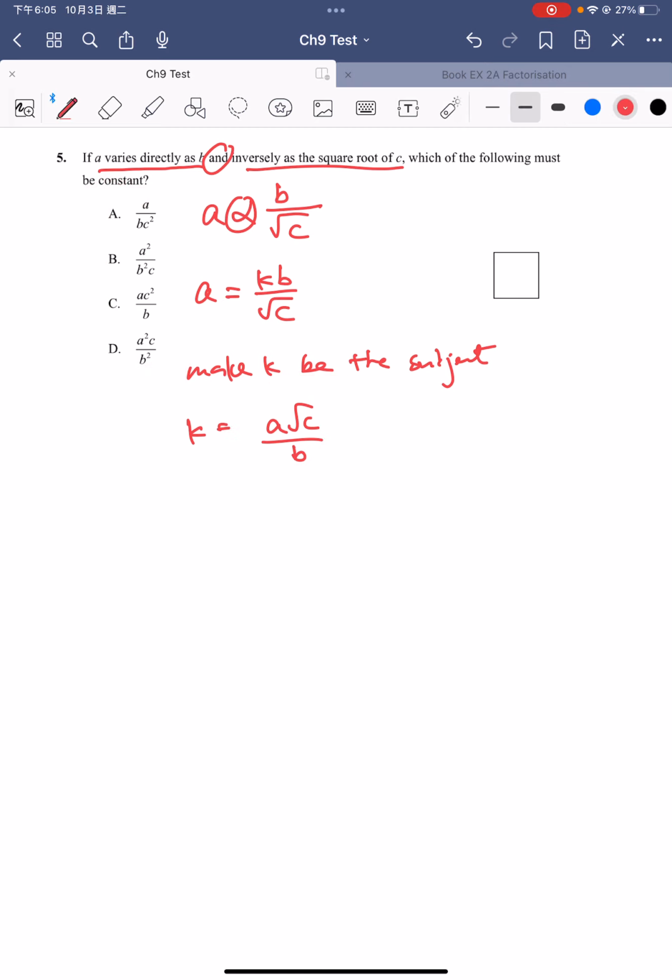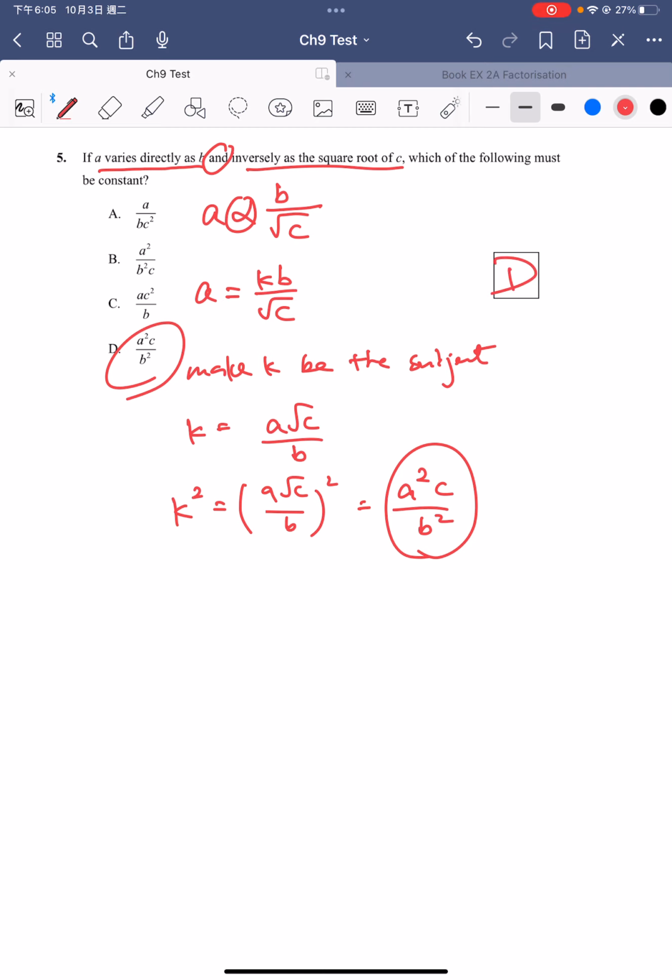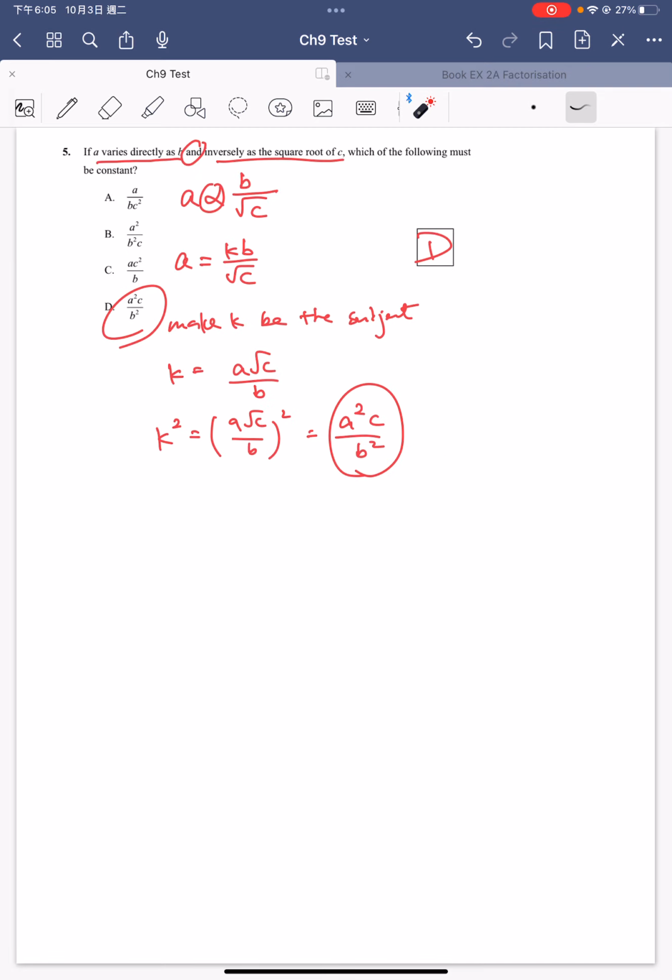So we square both sides. We have k squared is equal to the whole thing squared, which gives you A squared times C divided by B squared. So it actually shows up here. So the answer should be D. Choice D is correct because when k is a constant, k squared over 2 is still a constant, isn't it? So that is correct for the answer D.